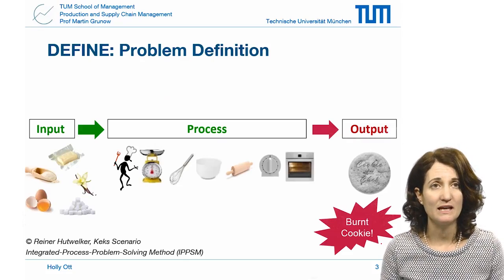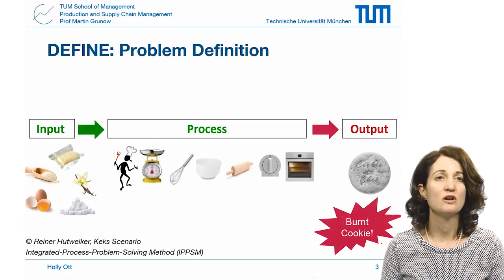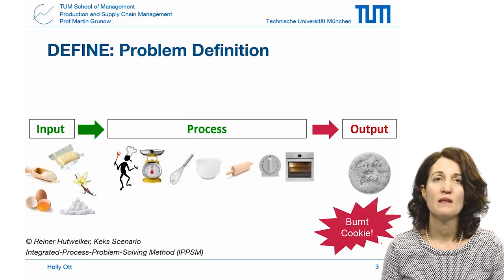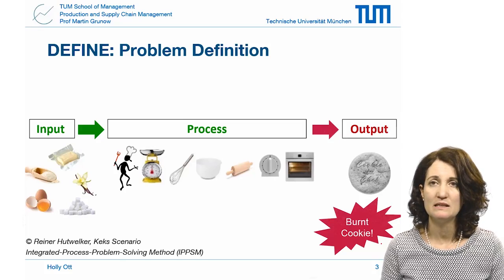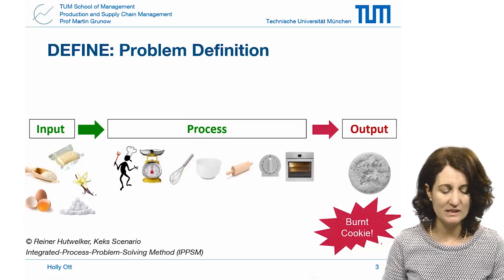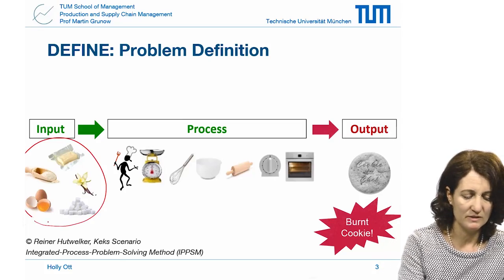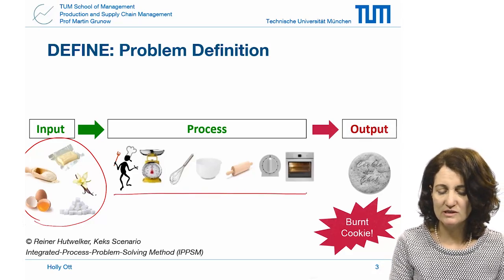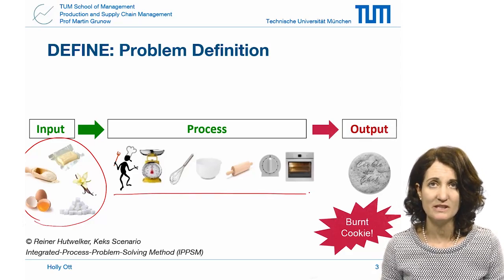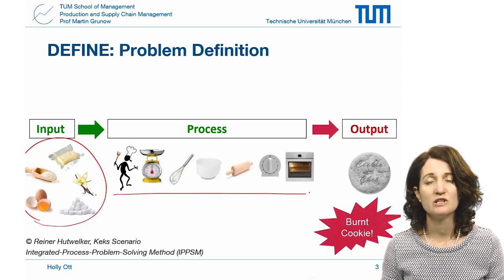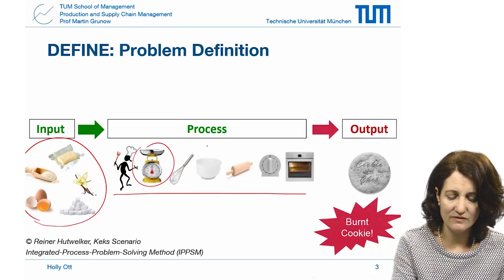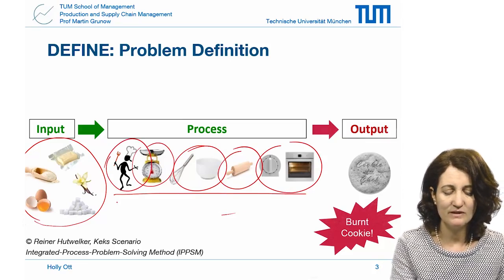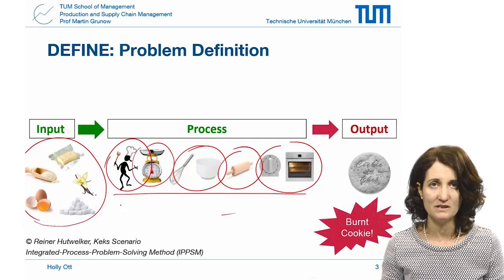Here I have a slide donated to us by Dr. Rainer Hutwelke, Master Black Belt. This is his cookie scenario. And what we can see is that in a process, we have various inputs. Like for our cookies, we have, what do we see here? Egg, sugar, flour, salt, butter. And we have various resources that go into a defined sequence of steps. So we have the ingredients going into particular machines, we have to weigh things, we have to mix things, we have to maybe form things, we have to bake things, and we have generally operators that are taking care of these different steps.